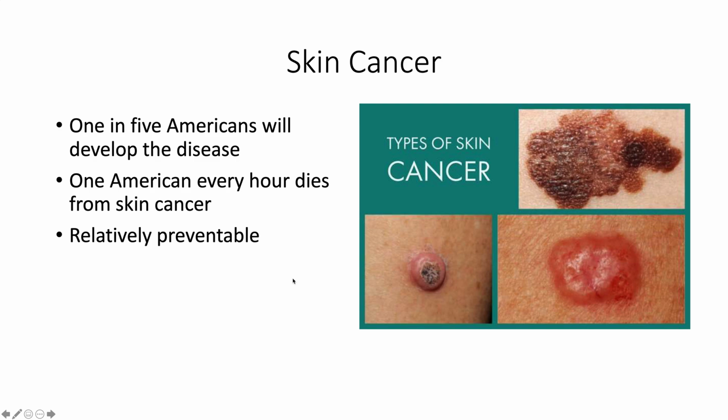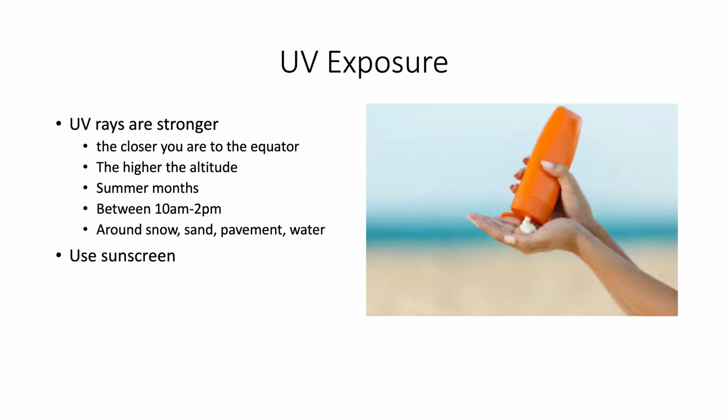It's relatively preventable because you can wear sunscreen. UV is stronger closer to the equator and at higher altitude, because the Earth's atmosphere isn't as thick. During the summer, the sun's closer to us. Middle of the day, and snow, sand, pavement, and water reflect light back up. So watch yourself, use some sunscreen, that kind of thing, and minimize exposure.